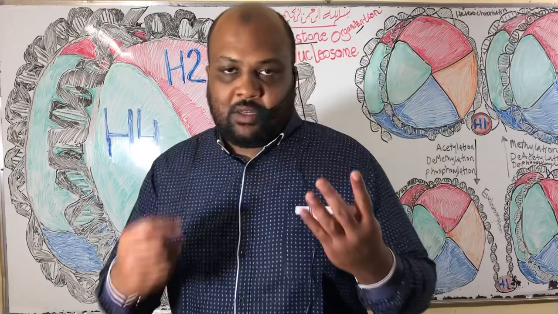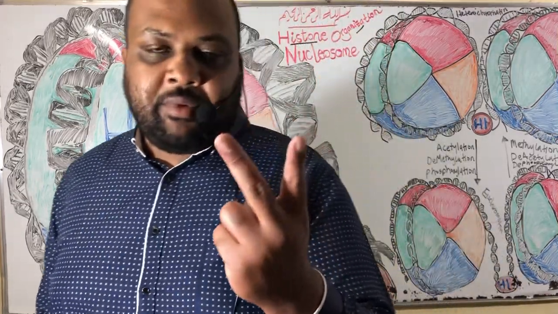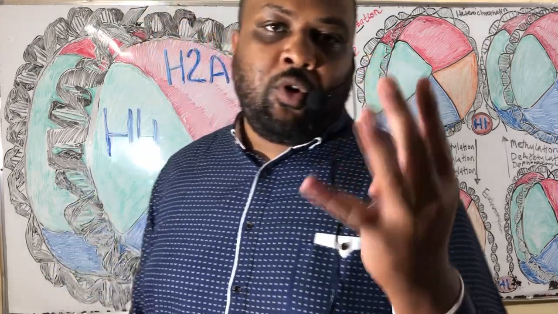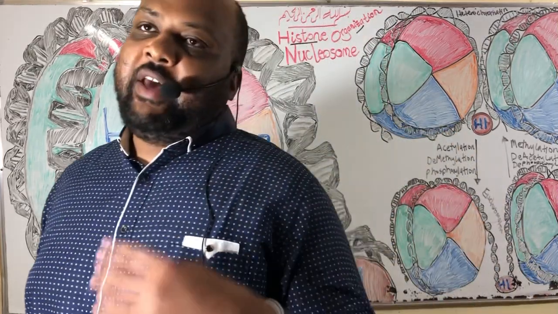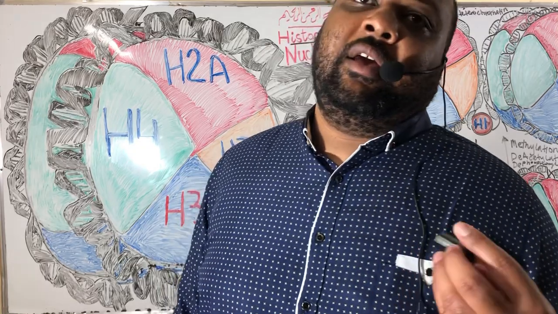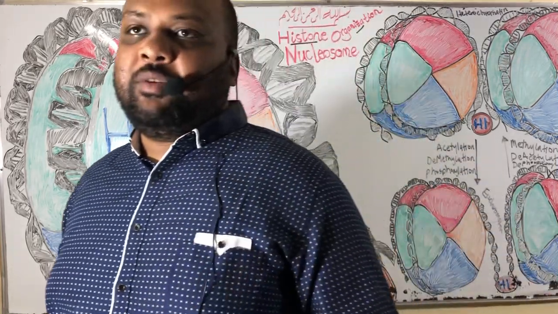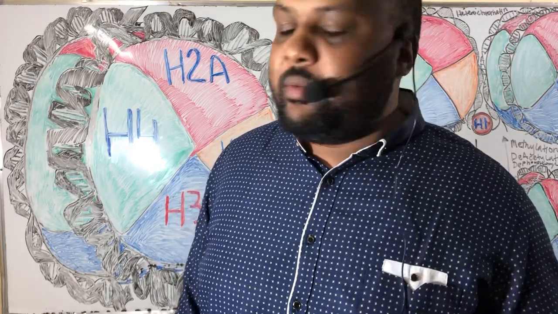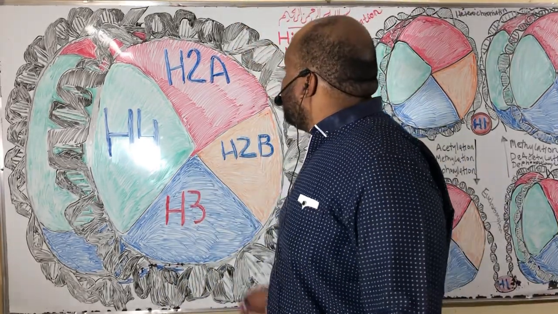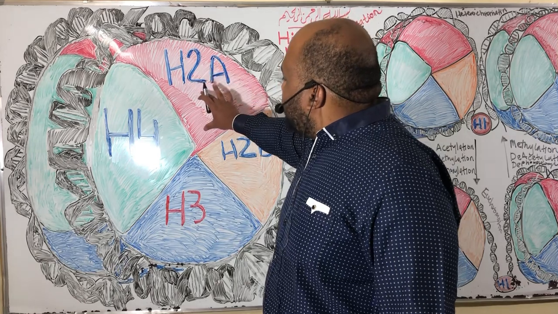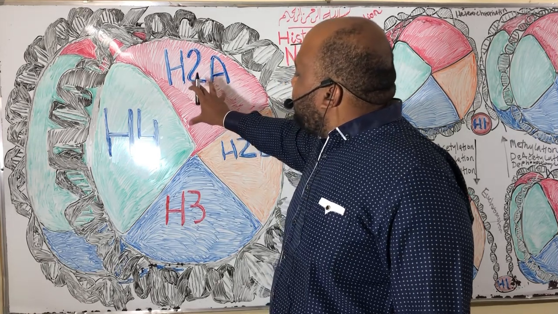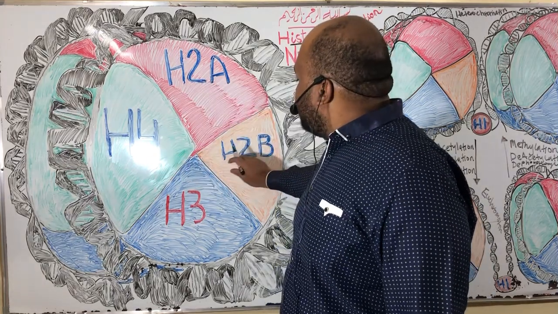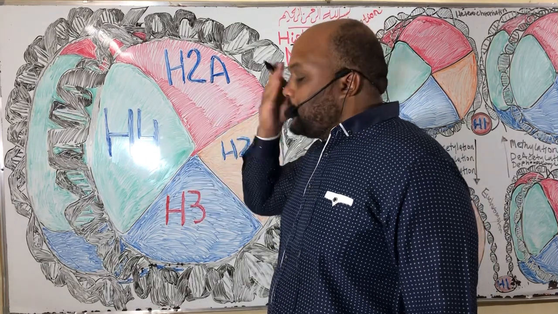It is in the form of an octamer. That's an 8. A monomer is 1, a dimer is 2, a trimer is 3, a tetramer is 4, a pentamer is 5, a hexamer is 6, a heptamer is 7, an octamer is 8, a nonamer is 9, and a decamer is probably 10. So we have an octamer that is made by the duplication of 4 subunits: H2A, H2B, H3, and H4.